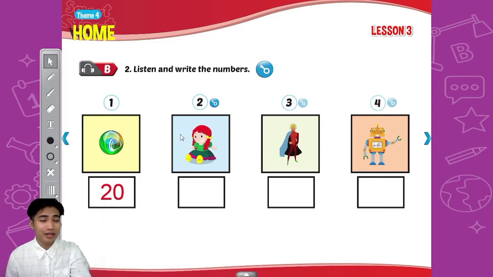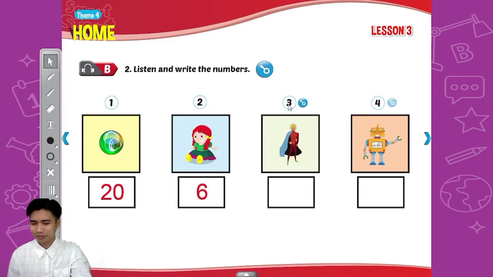So how many dolls does she have? She has 6 dolls. How about number three? How many action figures does he have?